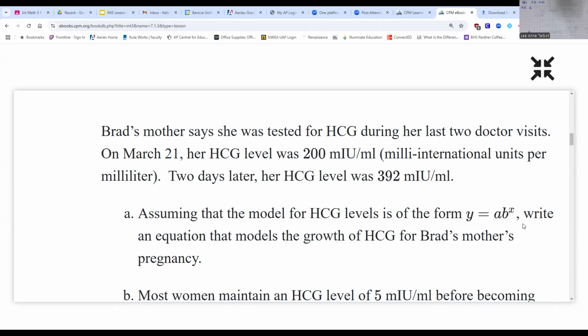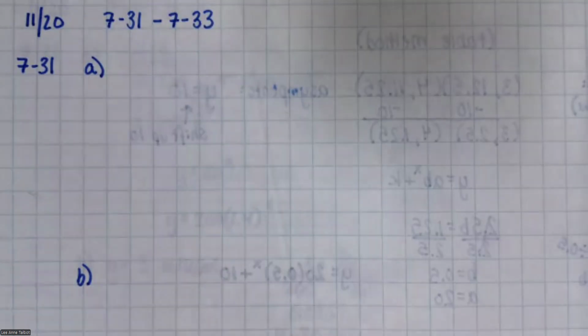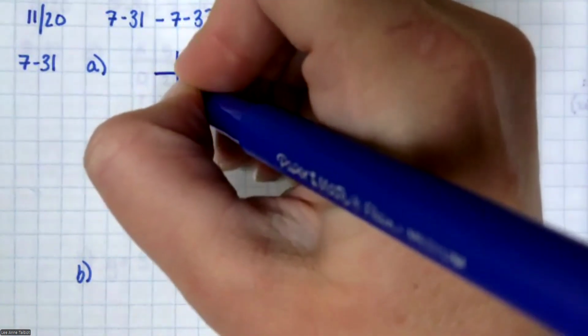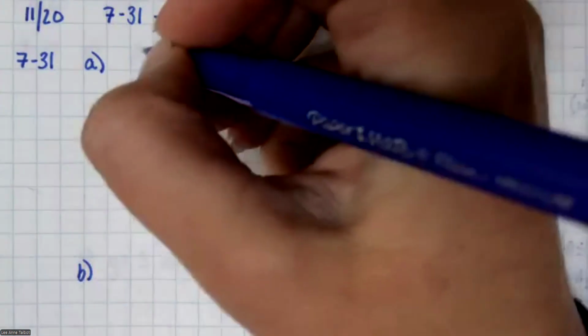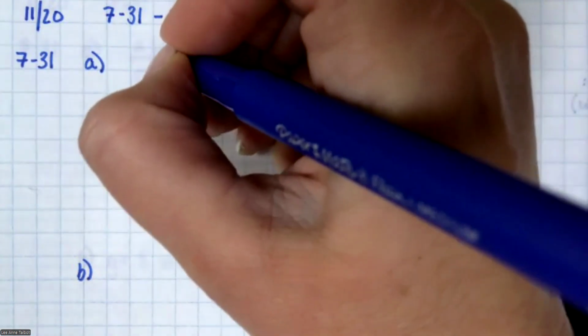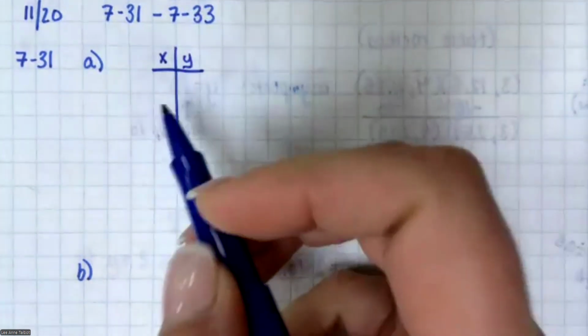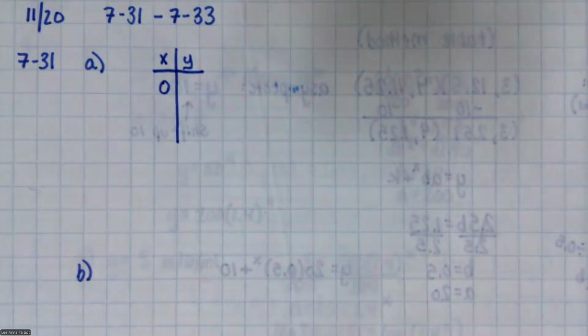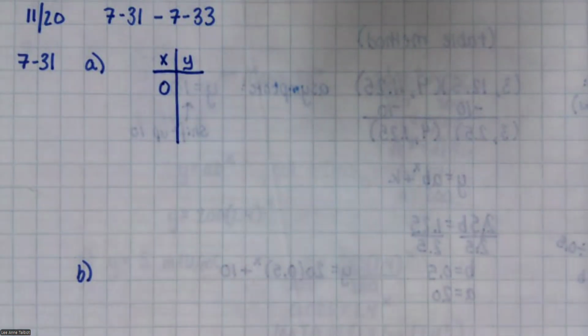Assuming the model for HCG levels is in the form y equals AB to the x, write an equation that models the growth of HCG for Brad's mother's pregnancy. Okay. So this is the thing where I'm going to remind you of how we usually do this. And we're going to do this with a table. My first piece of advice for you guys is when you have a word problem that has time, like it gave us a date, don't put the date in the table, just call that day 0.